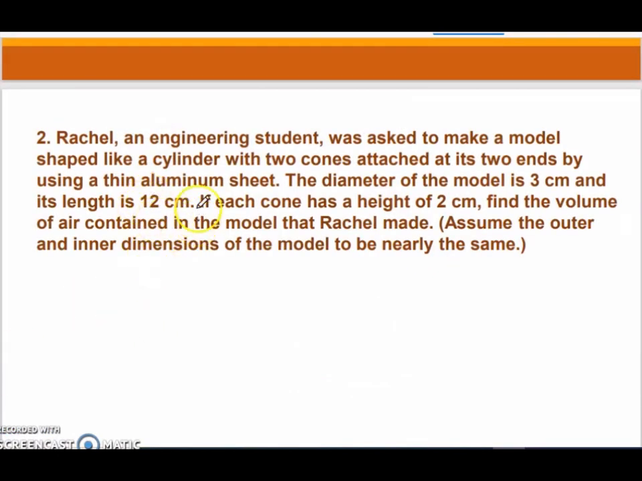So question number 2 is, Rachel, an engineering student, was asked to make a model shaped like a cylinder with two cones attached to its two ends by using a thin aluminium sheet. The diameter of the model is 3 centimeter. Diameter is given 3. So for finding radius you have to divide it by 2. And length is 12 centimeter. Length means nothing but the height of the entire model, that is 12 centimeter. If each cone has a height of 2 centimeter, find the volume of air contained in the model that Rachel made. Assume the outer and inner dimensions of the model to be nearly the same.